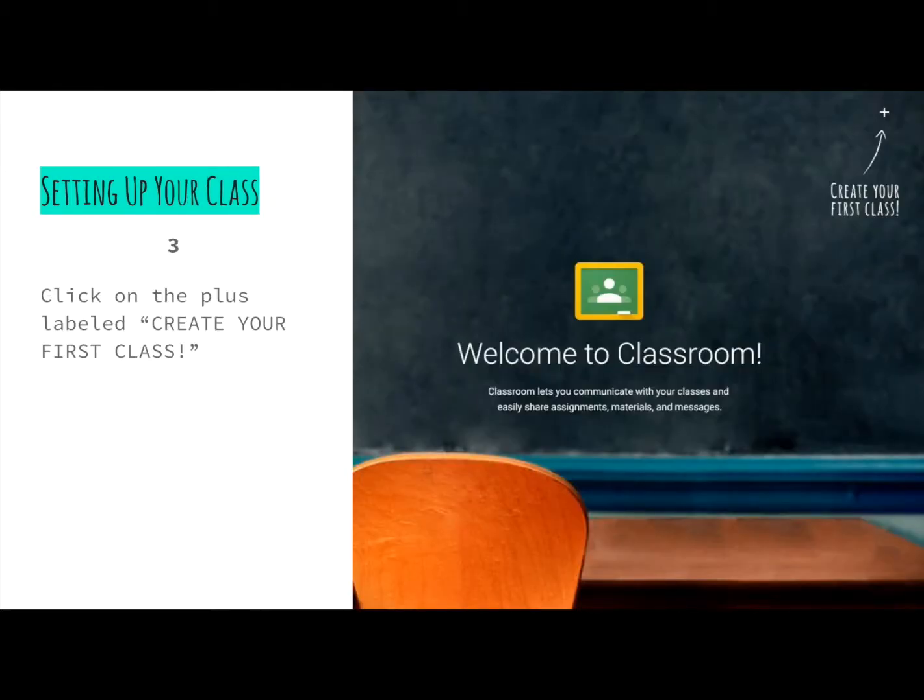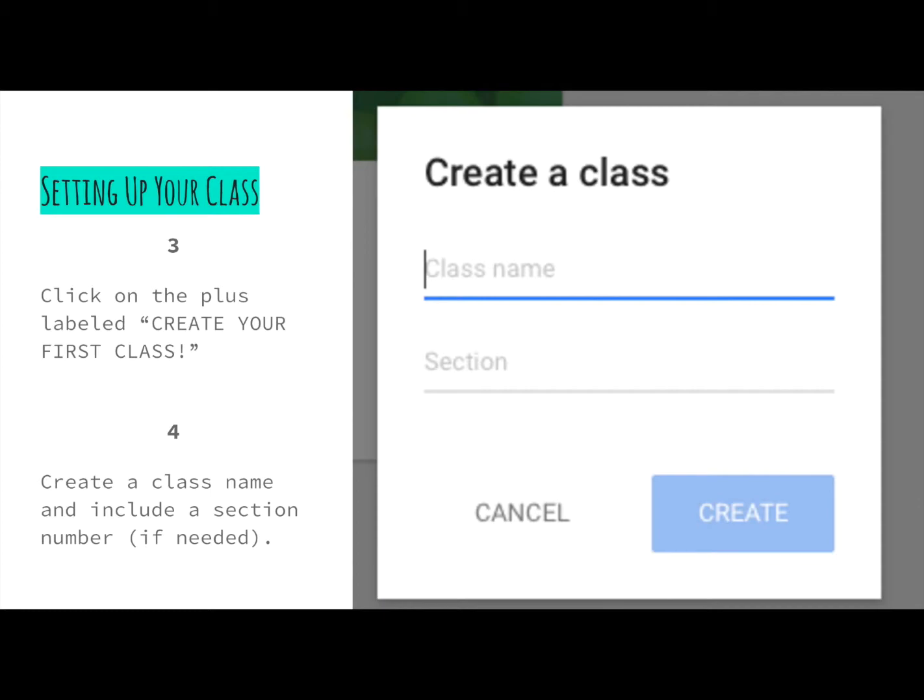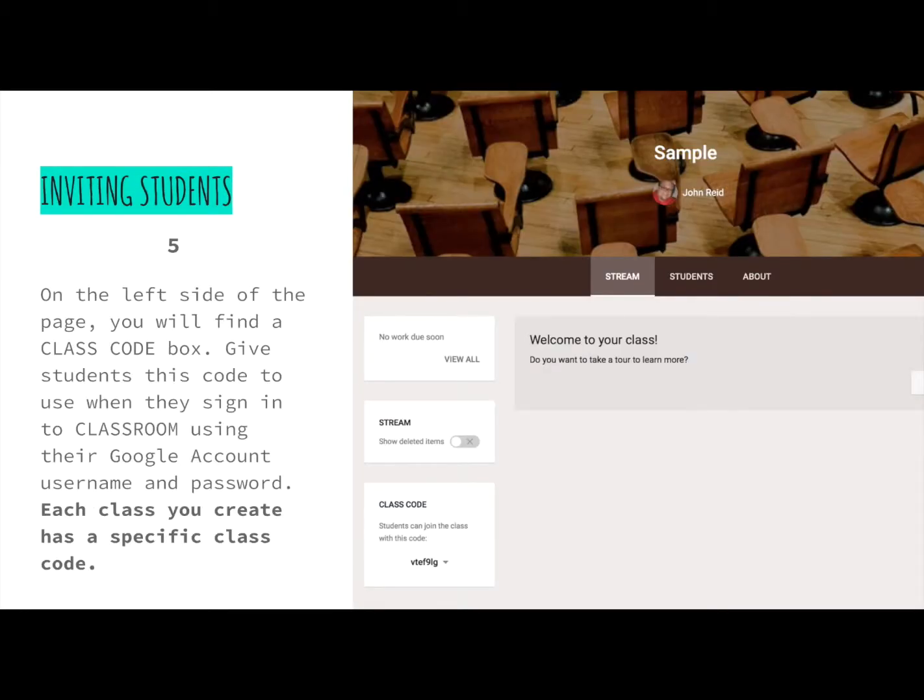There may be a section that asks you if you are a student or a teacher. Select the option for teacher. Then you should see a page that looks like a chalkboard with a desk and a chair, and it says Welcome to Classroom. Look up at the top right-hand corner, and there's a plus, and it will say Create Your First Class. Click on the plus labeled Create Your First Class. It may ask you if you want to create or join a class. When the Create a Class window pops up, you can specify the class name and a section number or section title, if needed.